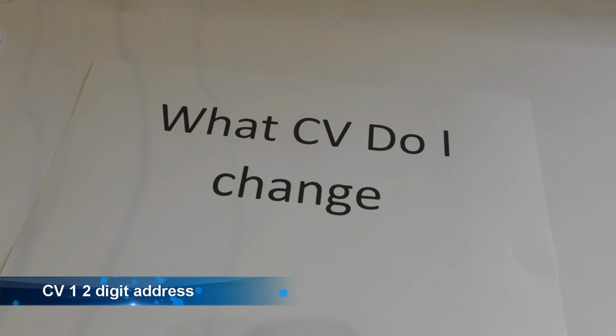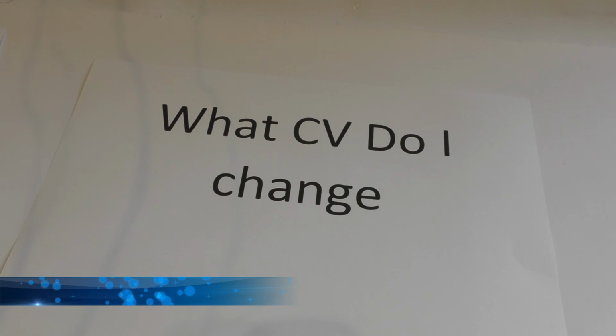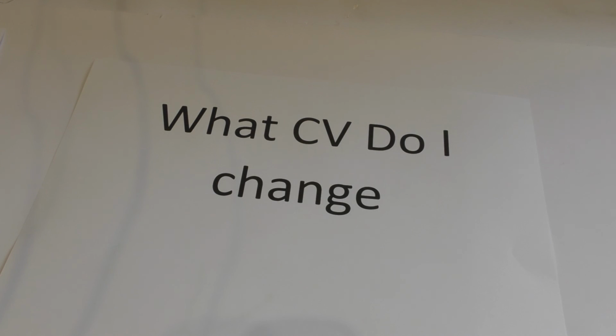Like I said, CV number 1 is the address. CV number 7 is a manufacturer version number, so it tells you which version of a chip you're using. CV number 8 is a manufacturer ID, so if you download the list of manufacturers' CVs from the NMRA website, you'll be able to tell whose chip it is by just reading it.